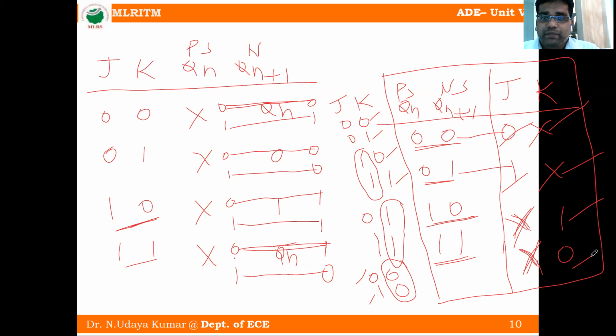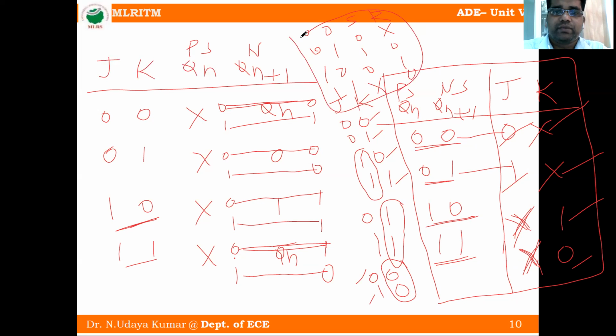Whereas in the SR flip-flop, we get 0 0, 0 1, 1 0, 1 1. For S, the excitation table is the same as the next state: 0, 1, 0, don't care. For R it is the reverse: don't care, 0, 1, 0. So this is the excitation table for the SR flip-flop.